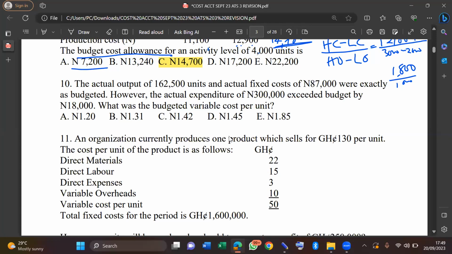Yes, boss. My option is 1.42. How have you arrived at the 1.42? It says the actual expenditure of the budget was exceeded by 18,000. So you add the 18,000 to the 300,000, that will give you 318,000, minus your fixed cost, since you're trying to get variable cost. Minus your fixed cost will give you 231,000. Then you divide it by the units.